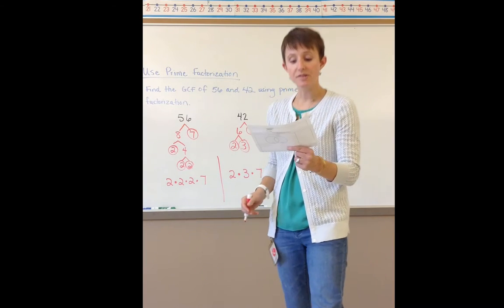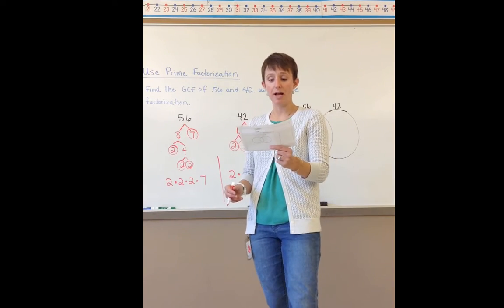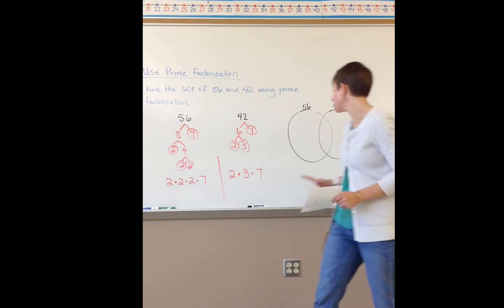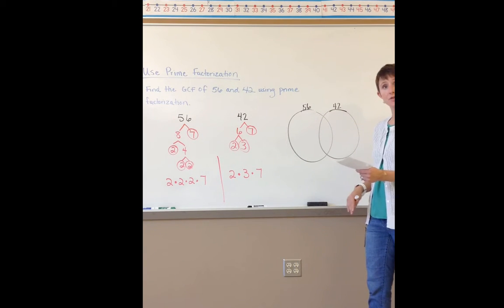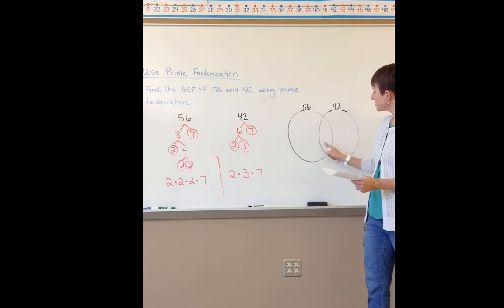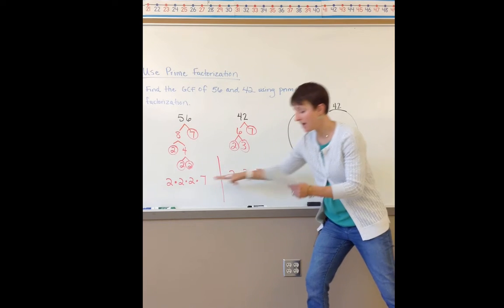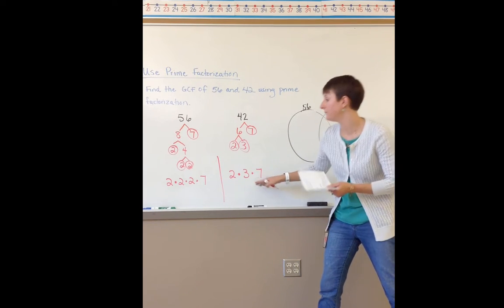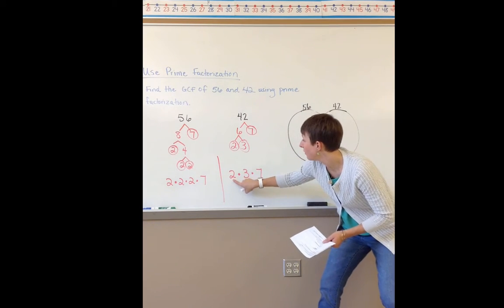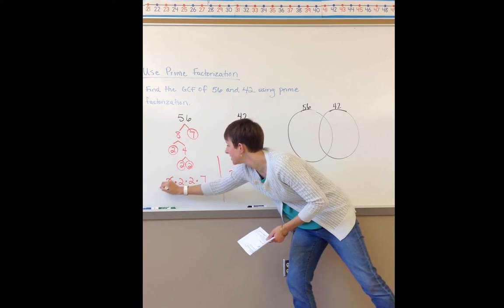The third step on here says find all the common primes and place them where the circles cross. Here are my circles. I know yours are more down below in your notes. Here's where the circles cross. So I want to find common primes, primes that they share. It looks like they each have a 2. So they share that 2.